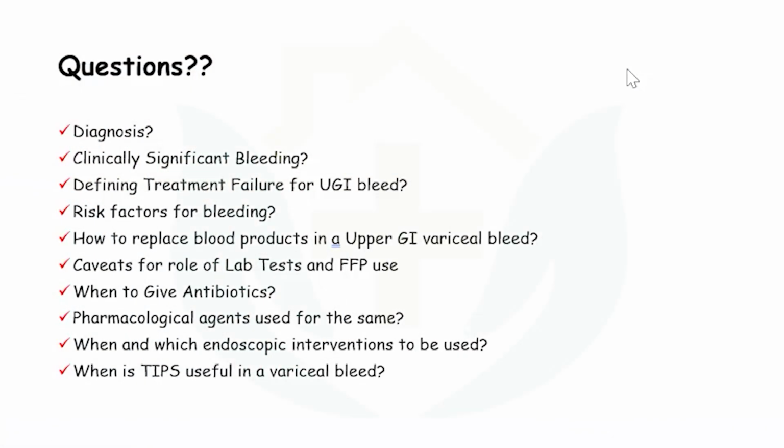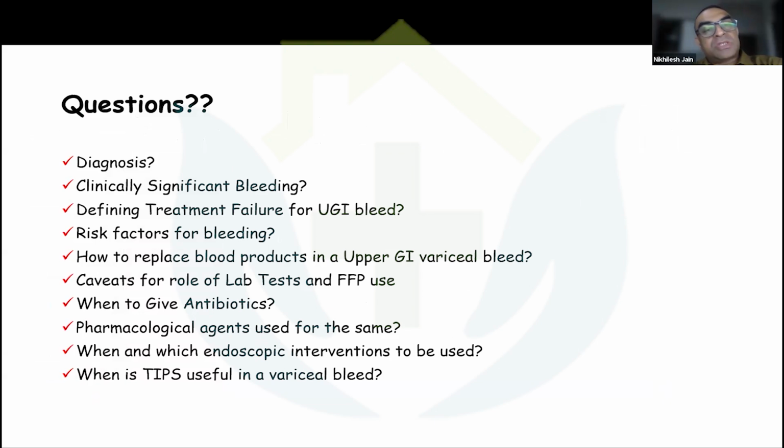So the questions that we addressed at that point in time were, what was the diagnosis, which was of course a variceal bleed? How would you define a clinically significant bleed? Defining a treatment failure for UGI bleed. What are the risk factors? How do you replace the blood products? What are the caveats?